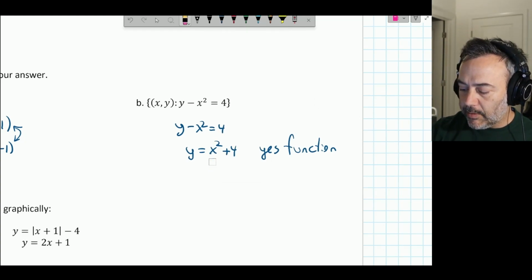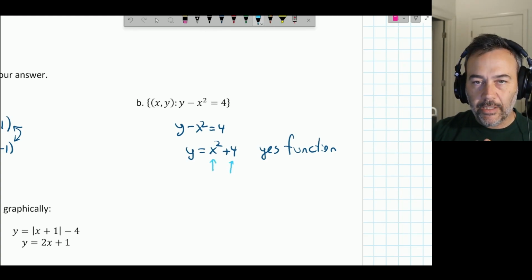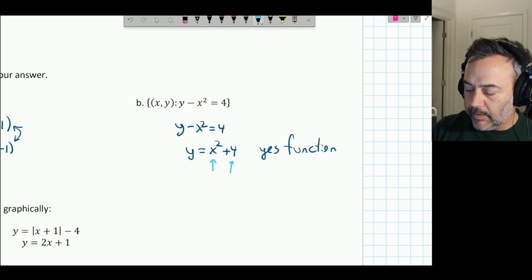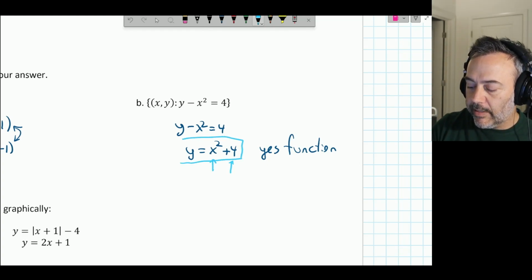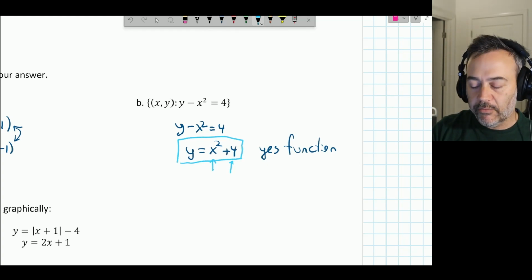no matter what x I plug in, if I square it and add 4, I'm always going to get exactly one number out. So it's a function. This is enough to justify that this is a function. Just explicitly solve for y, get y by itself.